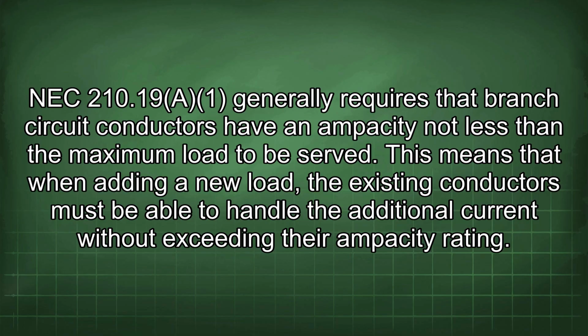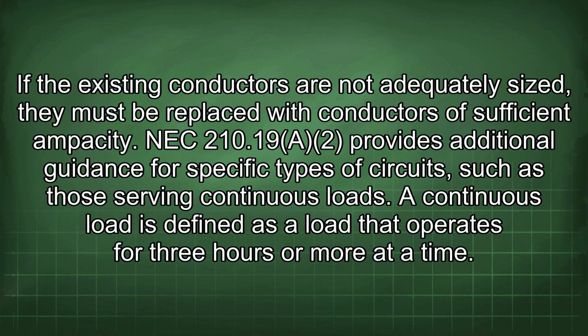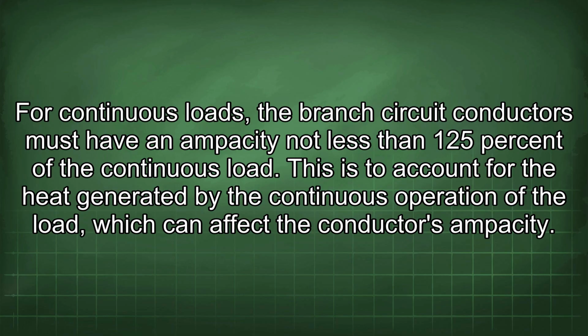This means that when adding a new load, the existing conductors must be able to handle the additional current without exceeding their ampacity rating. If the existing conductors are not adequately sized, they must be replaced with conductors of sufficient ampacity. NEC 210.19(A)(2) provides additional guidance for specific types of circuits, such as those serving continuous loads. A continuous load is defined as a load that operates for 3 hours or more at a time. For continuous loads, the branch circuit conductors must have an ampacity not less than 125% of the continuous load.